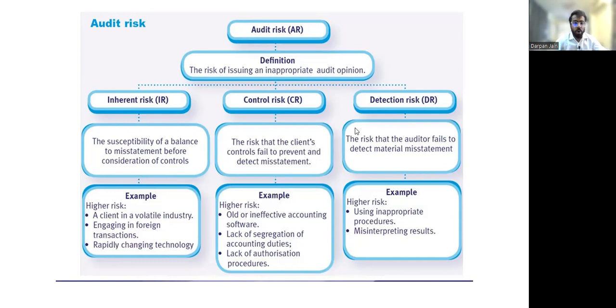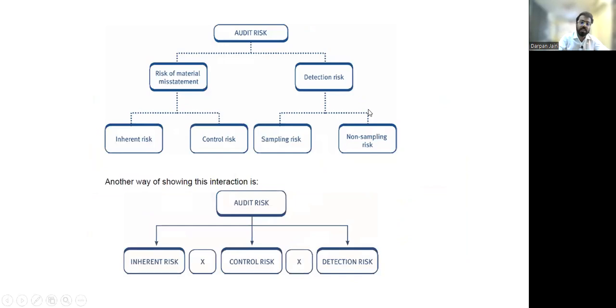All right. So audit risk, we have seen that it contains what? It contains risk of material misstatement and detection risk. Risk of material misstatement contains inherent risk and control risk. Detection risk contains sampling risk and non-sampling risk. Right? Okay. What is sampling risk and what is non-sampling risk? What do you mean by these? Okay, listen. Let me explain that.